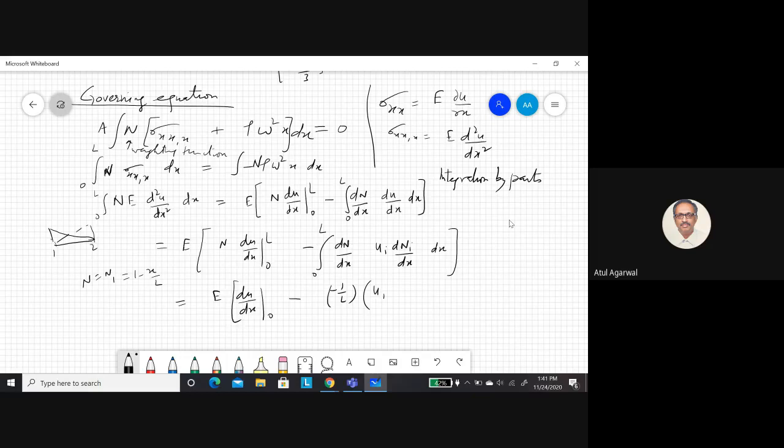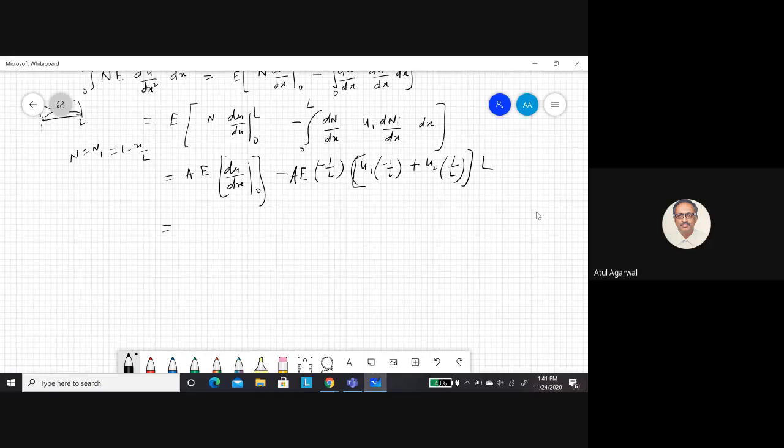So u1 dN1/dx times minus 1 by L plus u2 times 1 by L. So this you have to integrate over the length. Since it's a constant, you can just multiply with L. So everywhere you have to multiply with E. You can also multiply with A. Okay. If any doubts, you let me know.